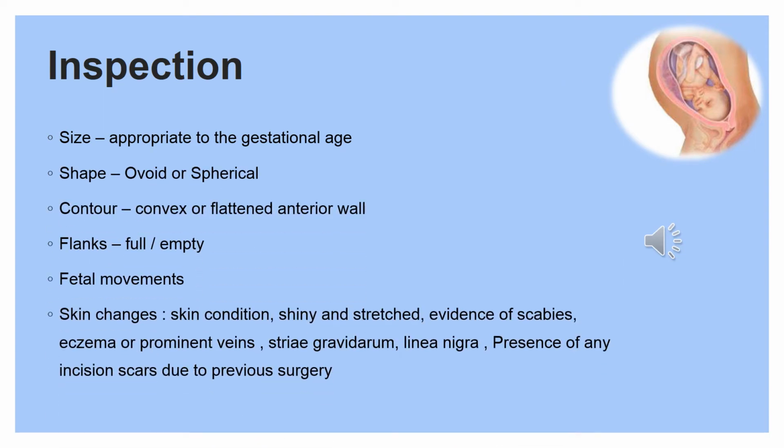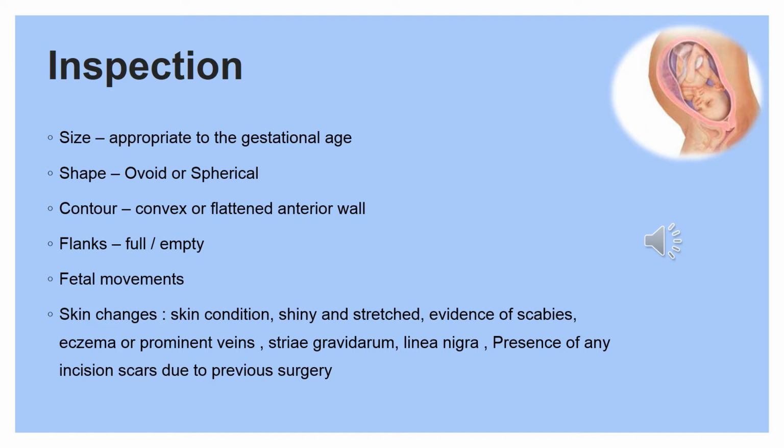Inspection. You have to assess the following details when you do the inspection of an antenatal mother. Number 1, size of the abdomen, whether the size of the abdomen is appropriate to the gestational age. Then shape of the abdomen, whether the abdomen is ovoid or spherical. This depends on the gestational age. Contour, whether the abdomen is convex or flattened.